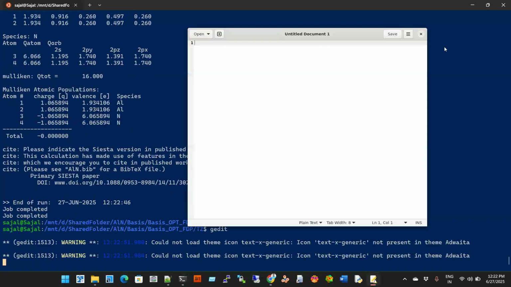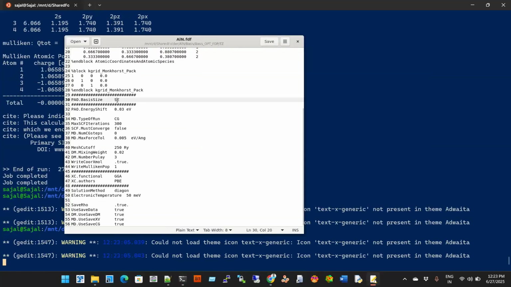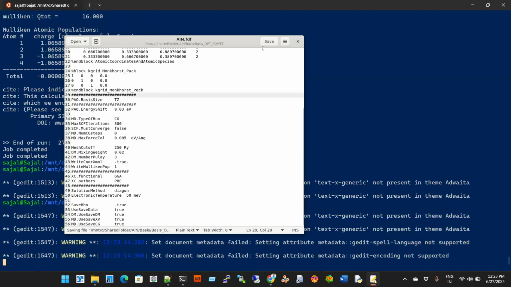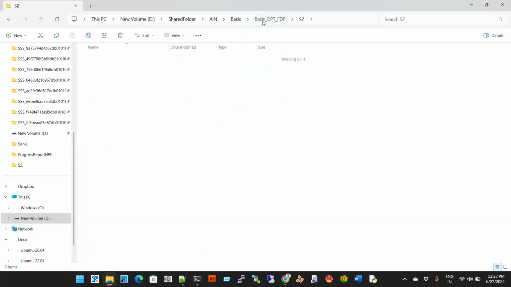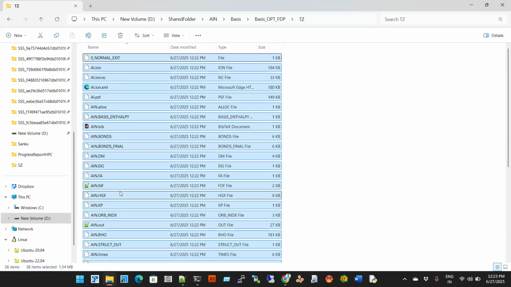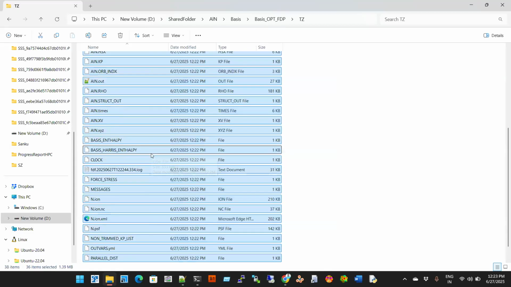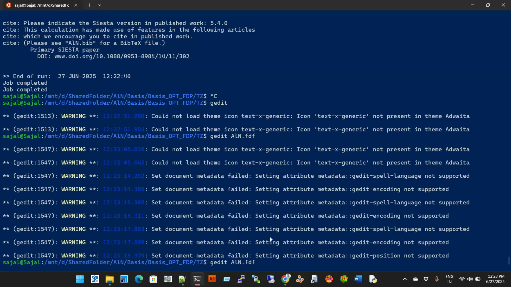We have to edit the FDF file, otherwise it will do the previous calculation. TZ. I'm deleting the previous calculation because it was calculating using SZ only. I'm running again.